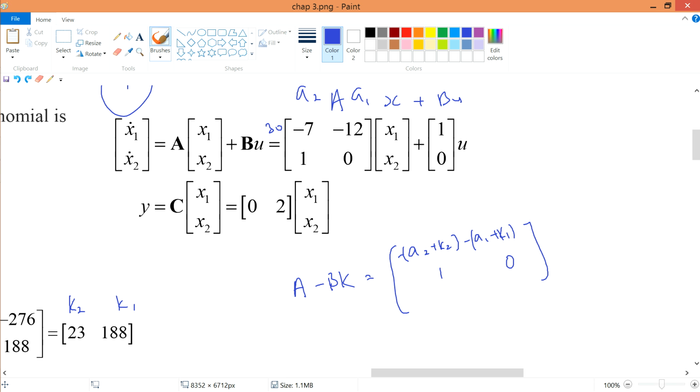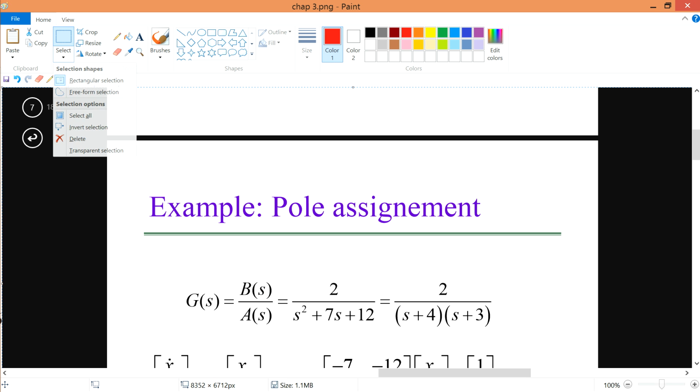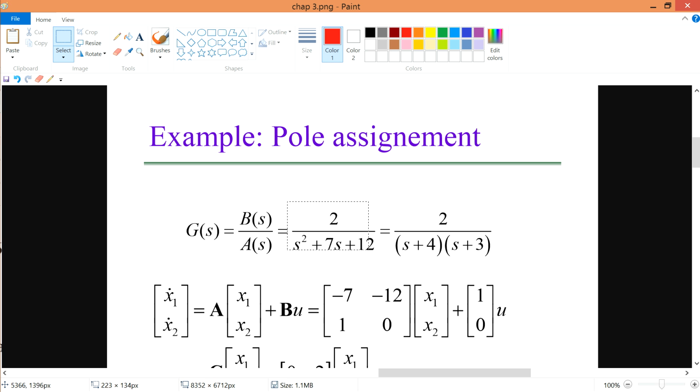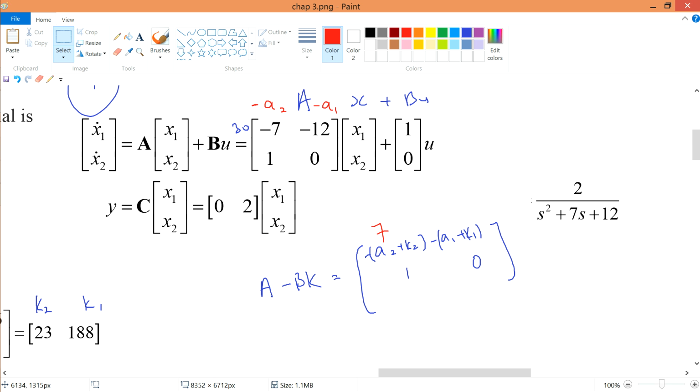Alright, the value for A2 is what? A2 is simply 7, because the canonical form for the open loop is minus A2. So A2 is 7, so it's minus 7. So therefore A2 is 7. Alright, if you don't know what I mean, I'll just simply paste the transfer function. If you remember, we started off with a transfer function. This transfer function is over here. This is our open loop transfer function.